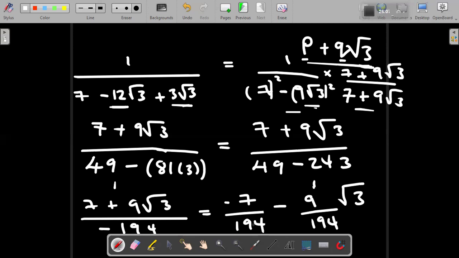Question: how did the 7 become -7? Sorry. Okay, so if you can see here, I'm dividing by negative 194, right?